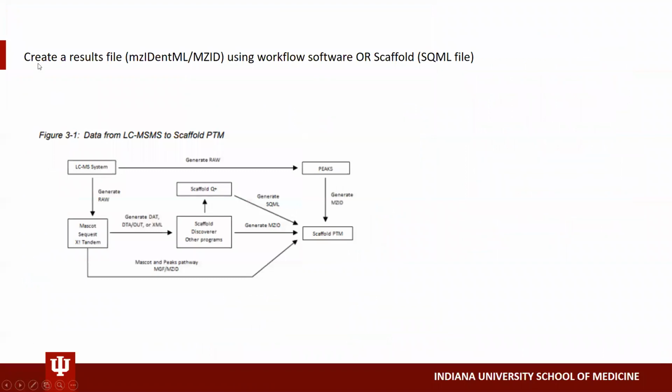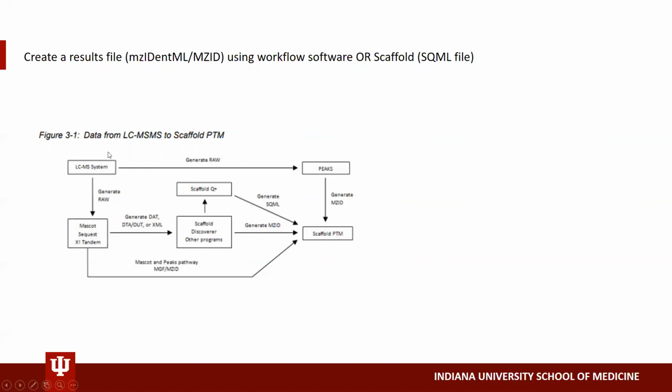So to begin with the data analysis from Scaffold PTM, you need to load a results file. So this can be an output from a software like Proteome Discoverer that does do some phosphorylation localization, or a workflow software like Scaffold, which is an SQML file. So anything that's been searched and some of the MS ions identified, because essentially what Scaffold PTM does is look for those characteristic diagnostic ions that will allow confident localization of specific PTMs.